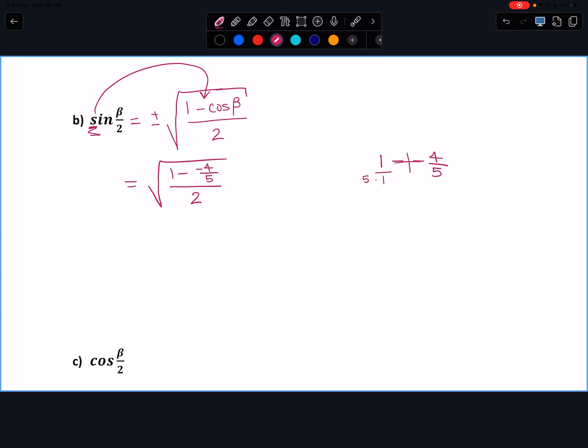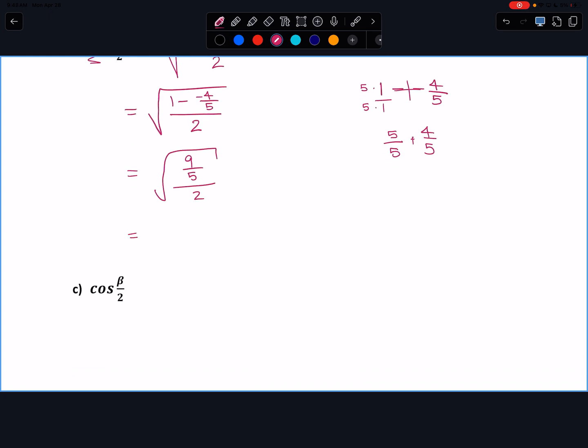So we're going to multiply by 5, multiply by 5. So this is actually 5/5 plus 4/5, which is 9/5 divided by 2. And then we're going to keep, change, flip. So it's going to be the square root of 9/5 times... Remember, this is a 2/1.